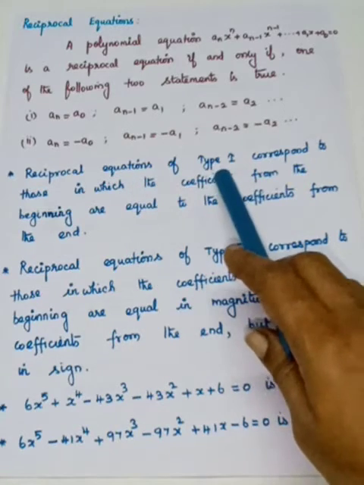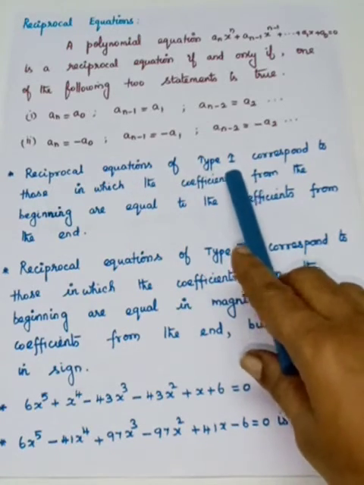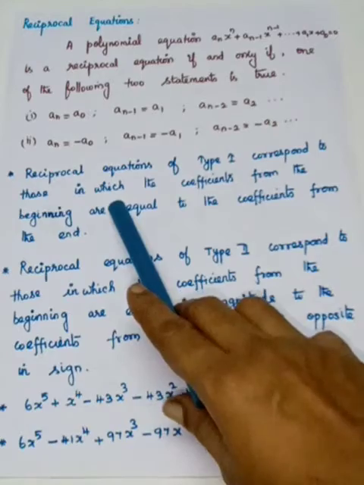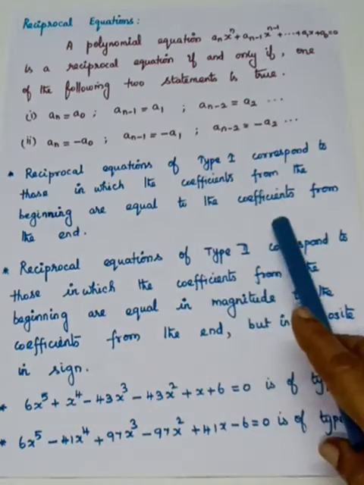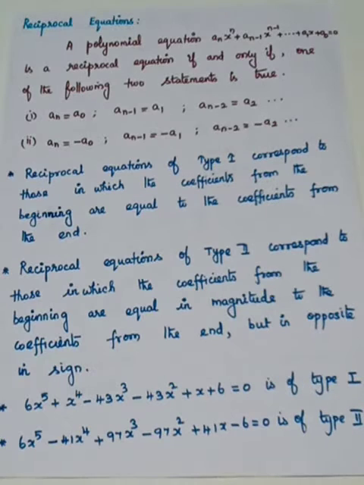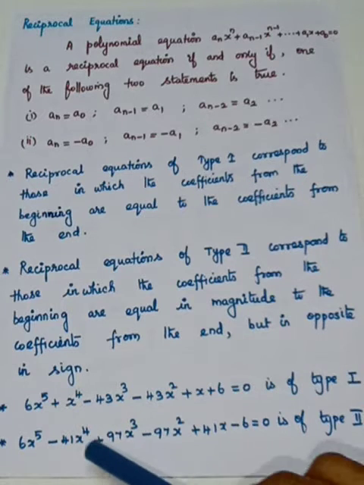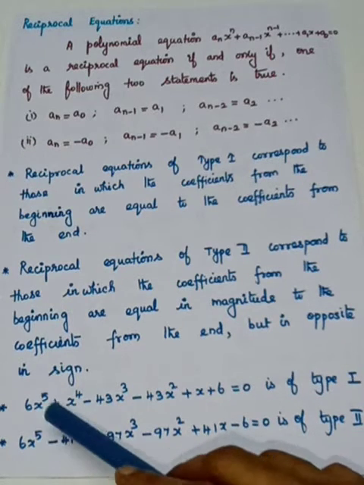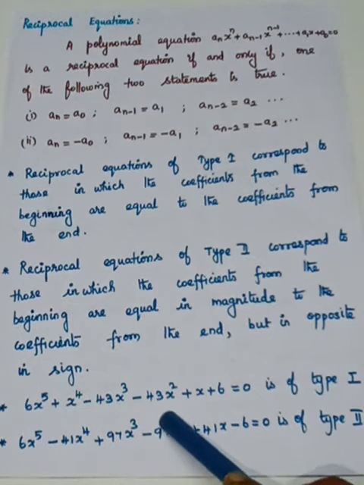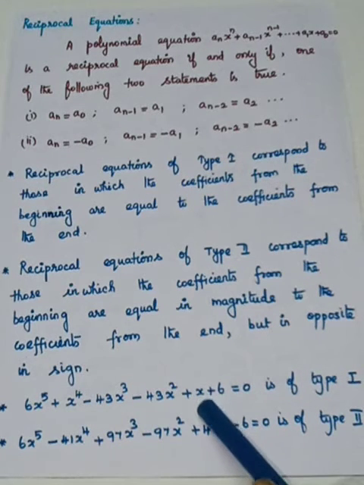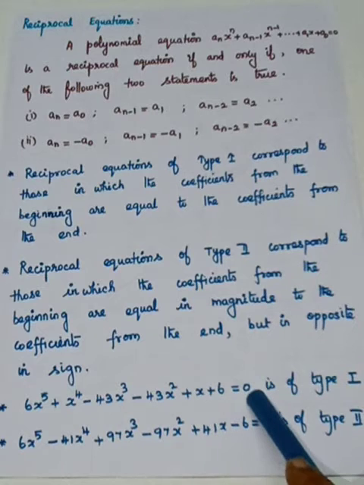Reciprocal equations of type 1 are those in which the coefficients from the beginning are equal to the coefficients from the end. You see the example: 6x^5 + x^4 - 43x^3 - 43x^2 + x + 6 = 0.